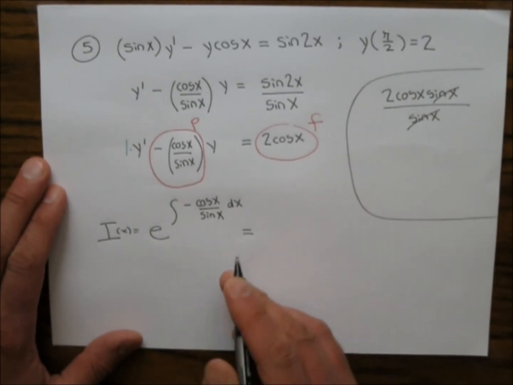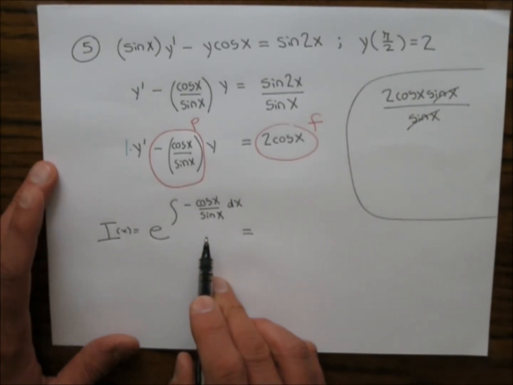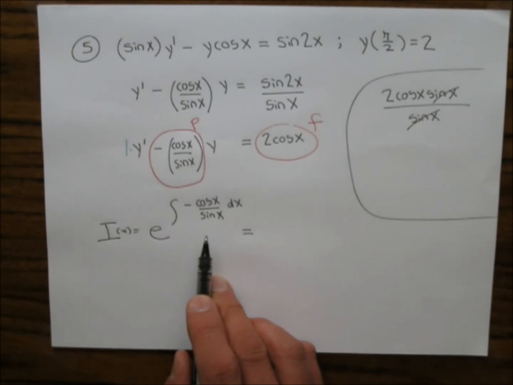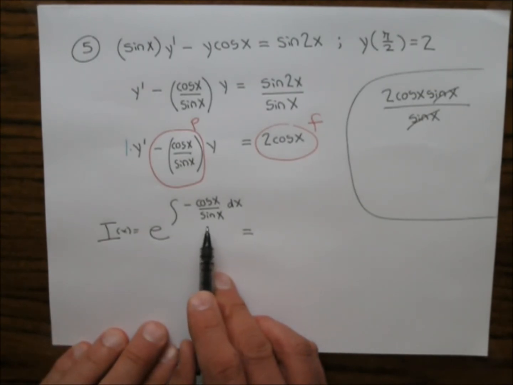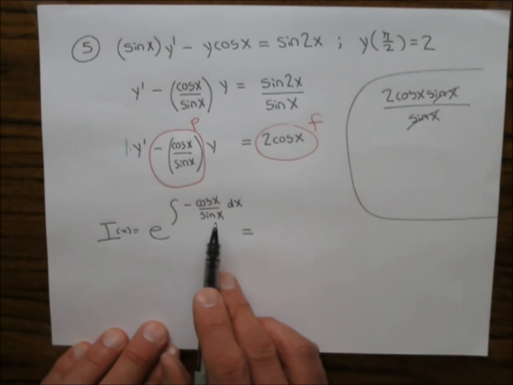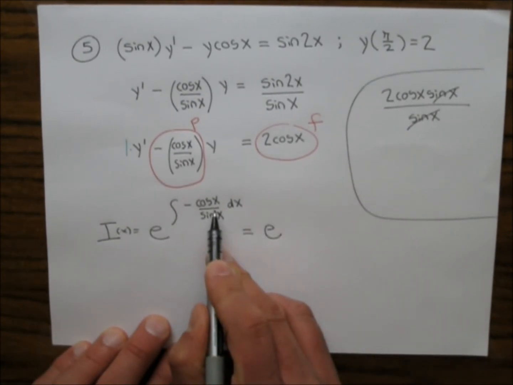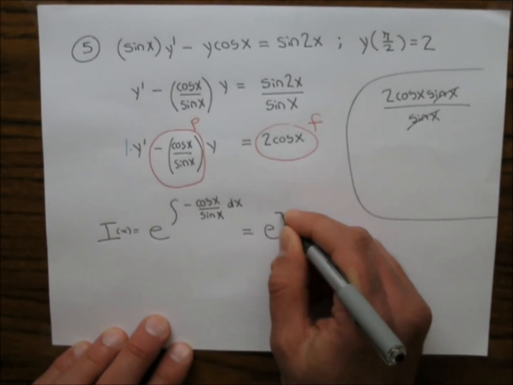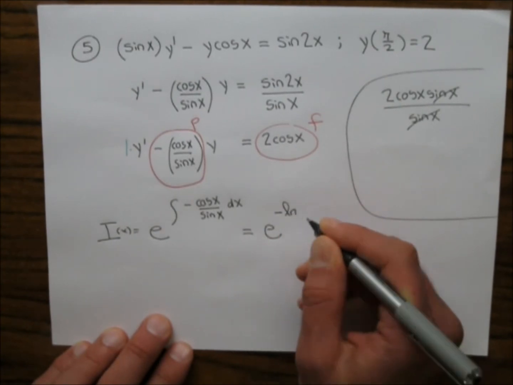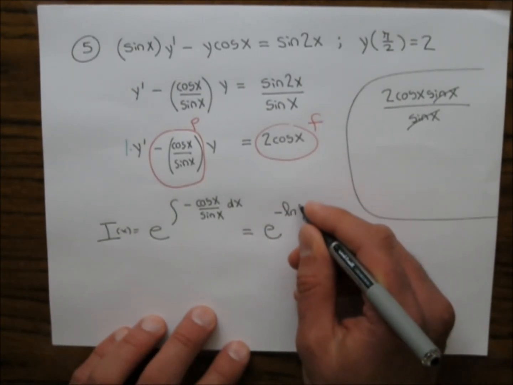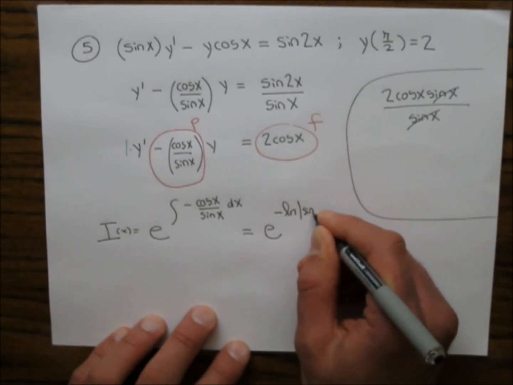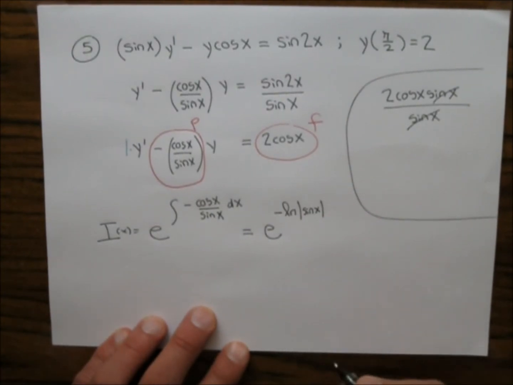To do this integral, I say, well, what is the derivative of the bottom? The derivative of sine x is cosine x, so that's right up on the top. The cosine x will disappear. I'll have negative ln absolute value sine x, and c is 0.